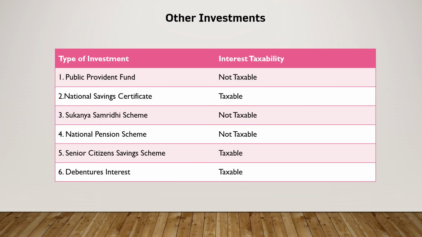So till now we saw interest from savings bank and fixed deposit. Here is a list of some tax saving schemes mentioned under 80C and their interest taxability. If you see, interest from Public Provident Fund, Sukanya Samriddhi Scheme and National Pension Scheme is not taxable. Even the initial amount that you invest at the start of the financial year is not taxable as per section 80C. And interest from National Savings Certificate and Senior Citizen Scheme is taxable, but the initial amount that you invest under section 80C is not taxable, whereas debenture interest is also taxable.